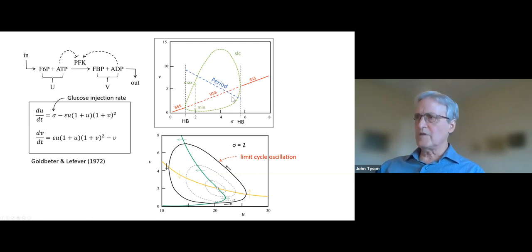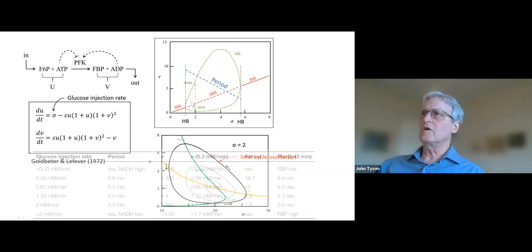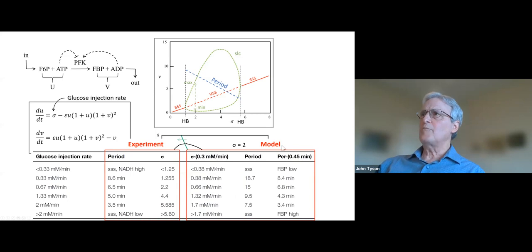And these are bifurcation points where the qualitative nature of the solutions of the differential equations change, and they're called Hopf bifurcation points. And the output of the model in terms of period and amplitude as a function of glucose injection rate agrees very nicely with the experimental observations.